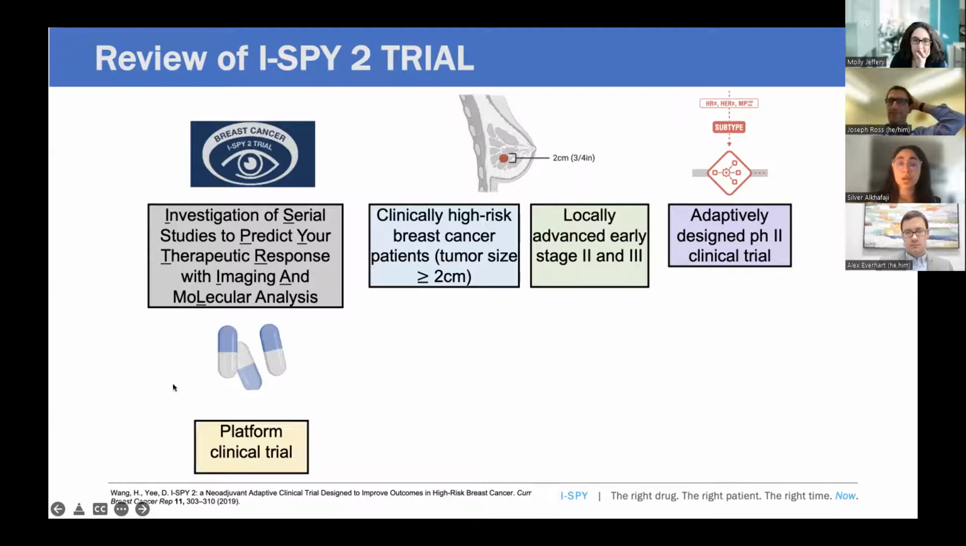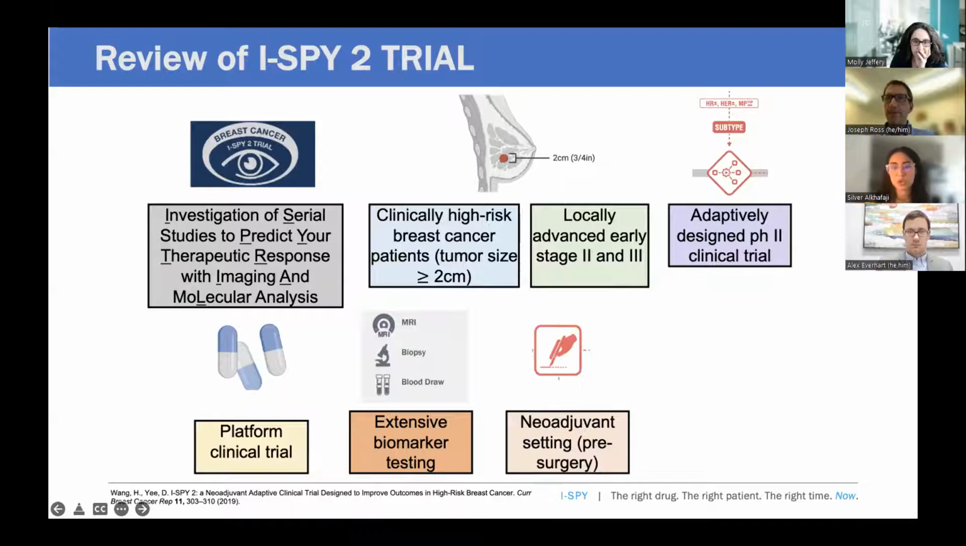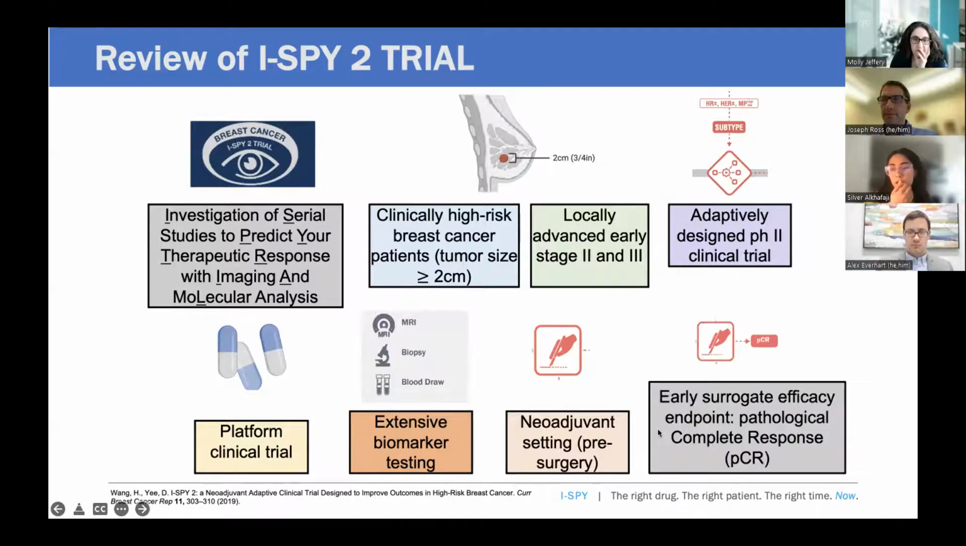It's a platform trial, so it can test up to 5 agents at a time. And it uses an extensive platform of biomarkers to basically predict response and follow tumor progression across the trial. It's in a neoadjuvant setting, so these are treatments that are given before the surgery. And it uses an early surrogate endpoint called pathological complete response, or pCR, measured at surgery from the tumor sample using pathology.